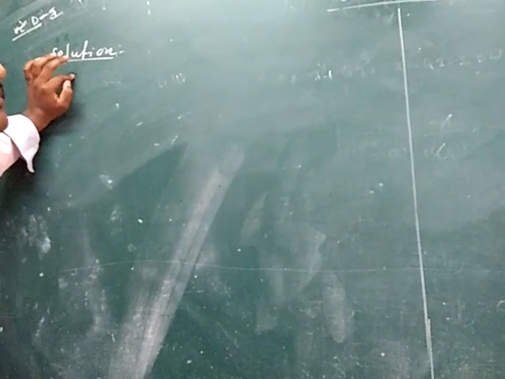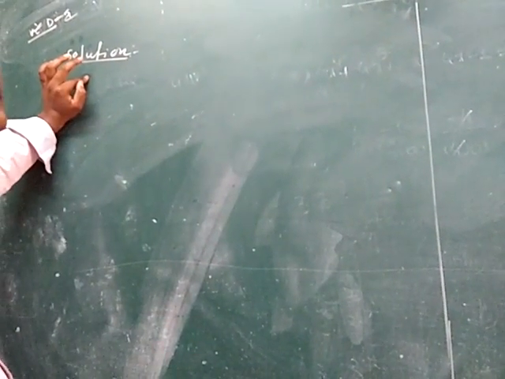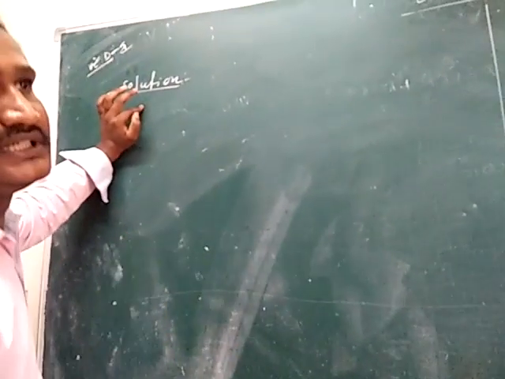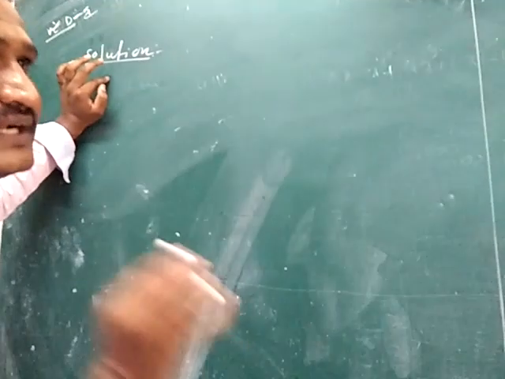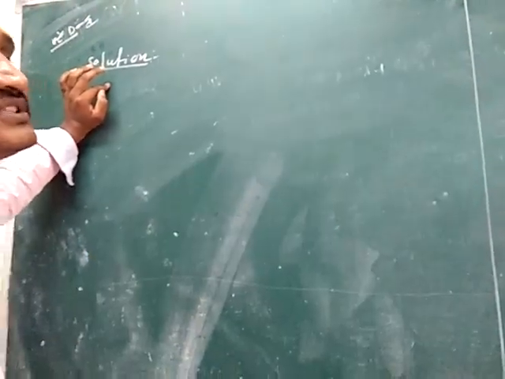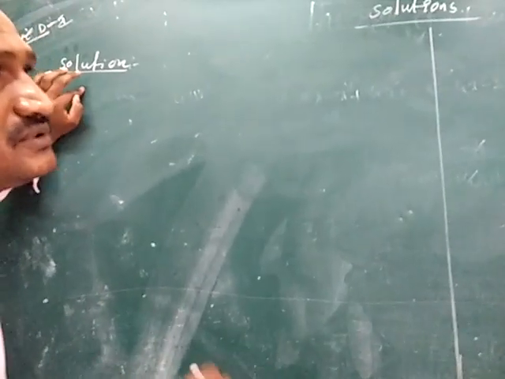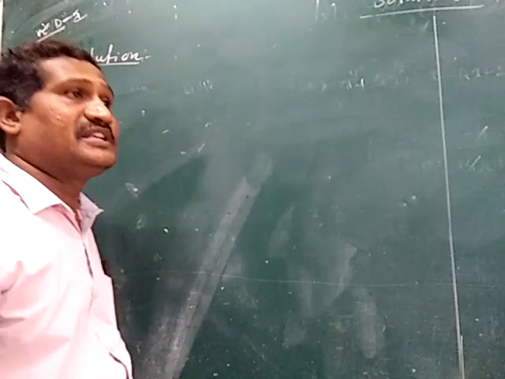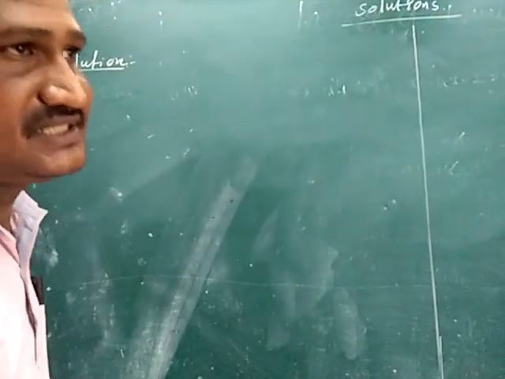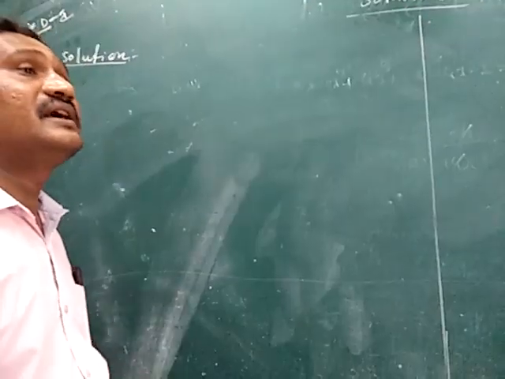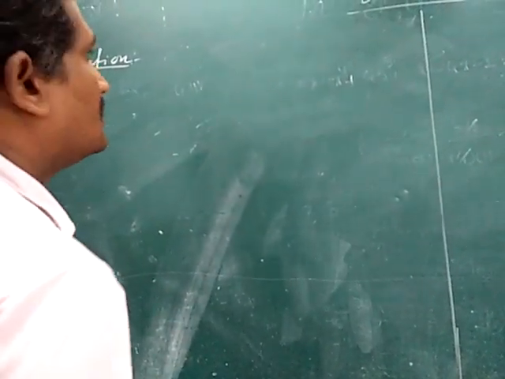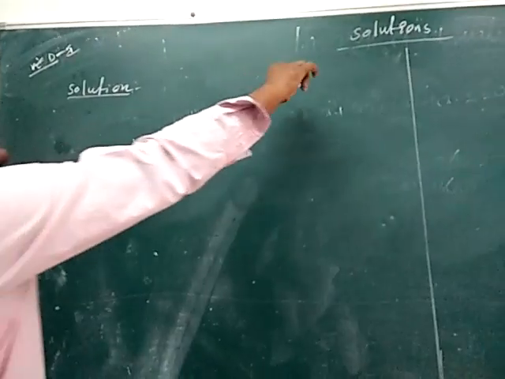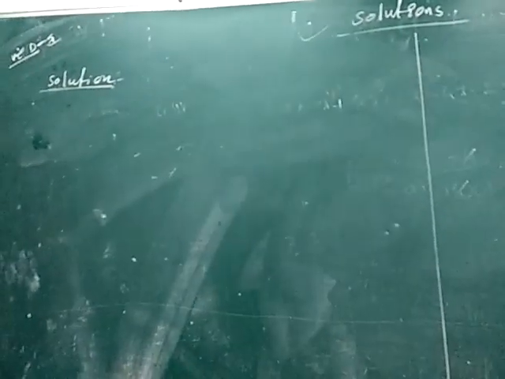True solutions mean the solute size is less than 1 nanometer, and in colloidal solutions the solute size is in the 1 nanometer to 1000 nanometers range. In suspensions, the solute particle sizes are greater than 1000 nanometers. But in our second year solutions lesson, we will discuss only true solutions.